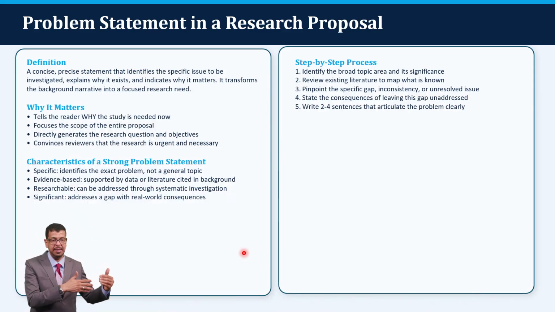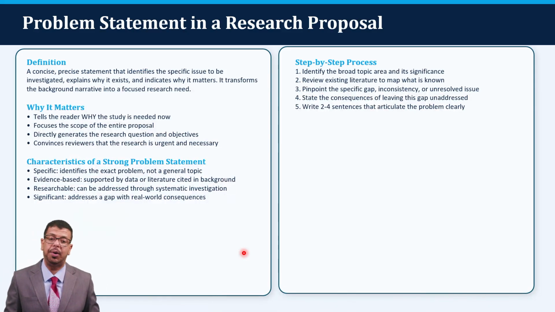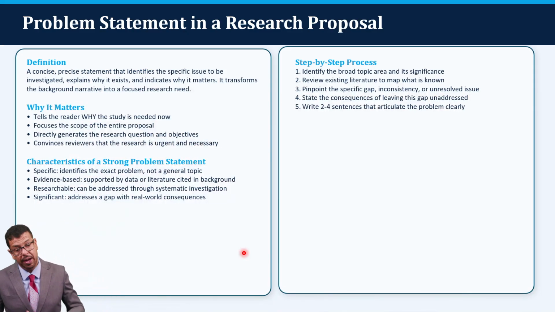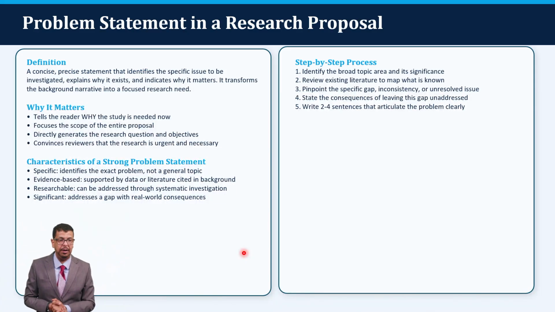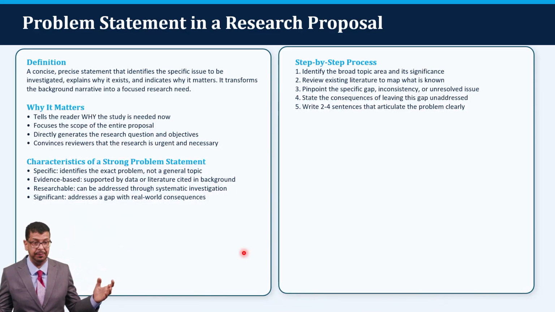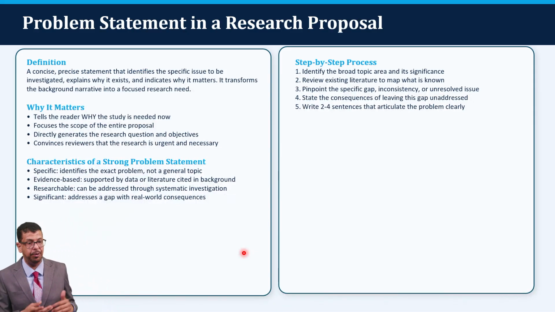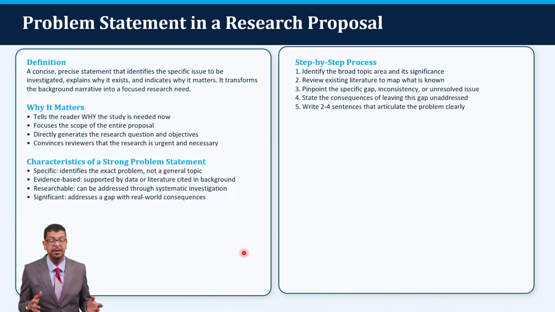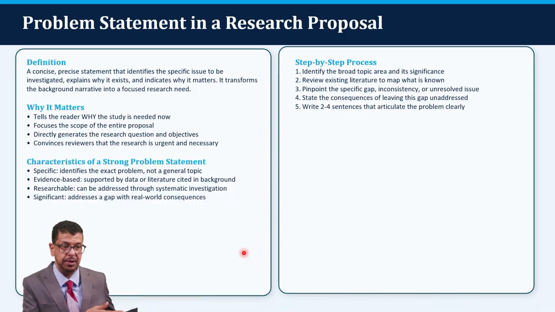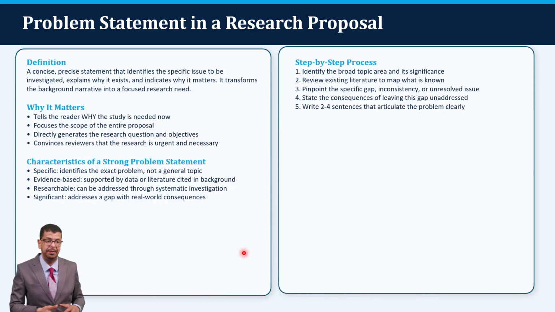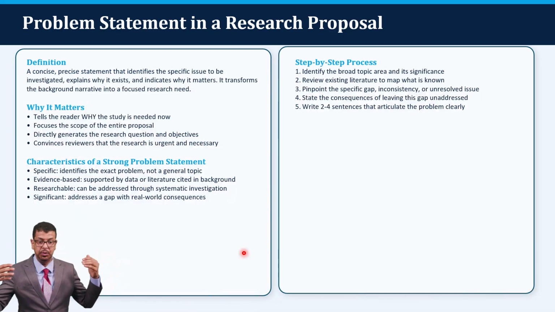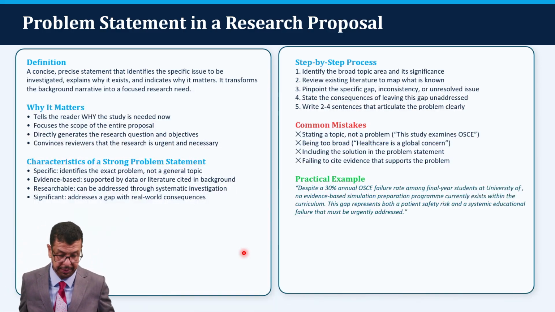Let us see this stepwise approach to write a problem statement. We have to identify the broad topic and its significance, review the literature, pinpoint the specific gap, inconsistency, or unresolved issue, and state the consequence of leaving this problem unsolved. This should be written clearly, in 2 to 4 sentences that articulate the problem.